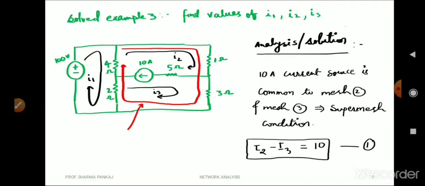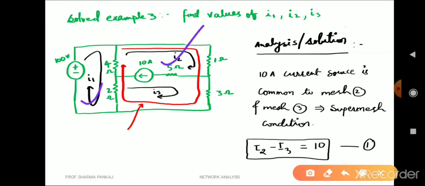Now let us move towards numerical example number 3. This is your circuit diagram. In this circuit problem, we have to find I1, I2 and I3. There are three loops here, 1, 2, 3.